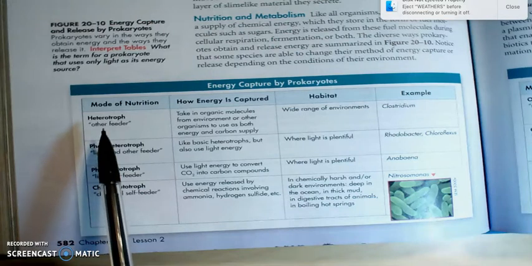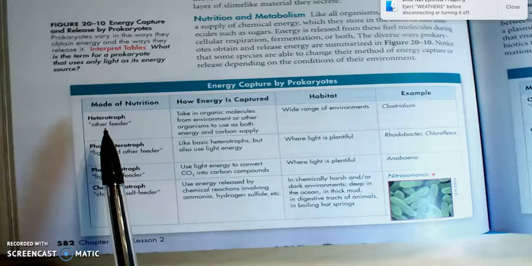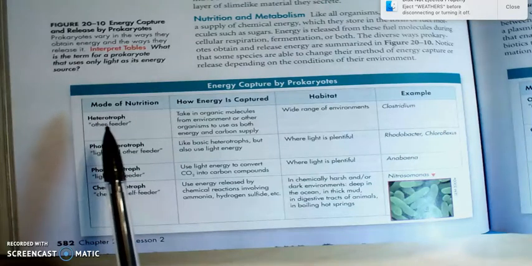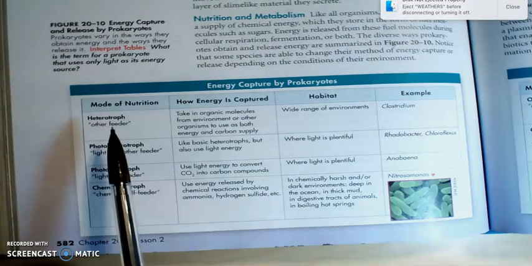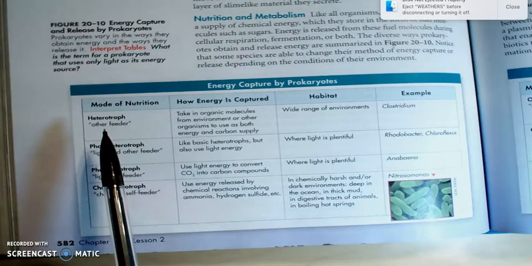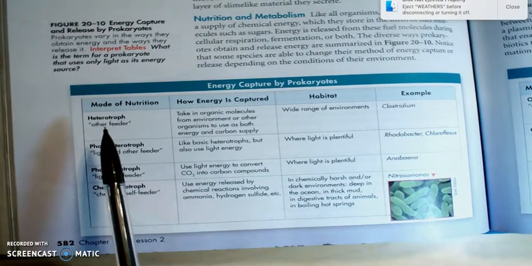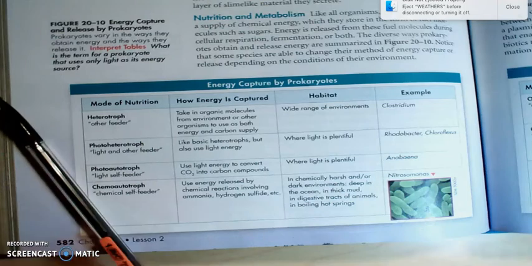Let's look at the heterotroph. Just like animals who cannot make their own food, they have to get their source of food from another organism, another source. Some bacteria are heterotrophic, other feeders. They take the organic molecules from the environment or other organisms to use as energy and carbon supply. So they must get their food from another source of energy. They live in a wide range of environments. You can find them just about anywhere.